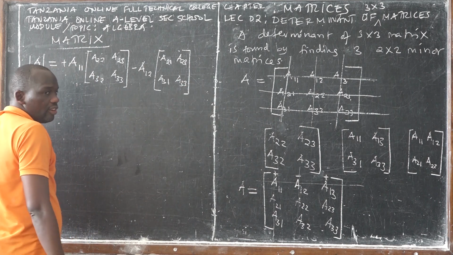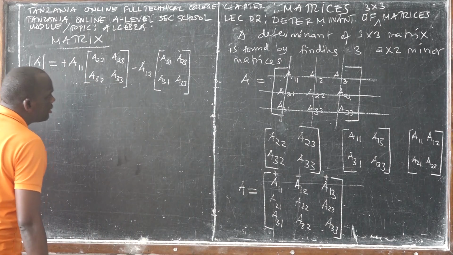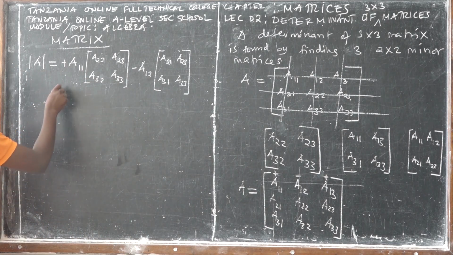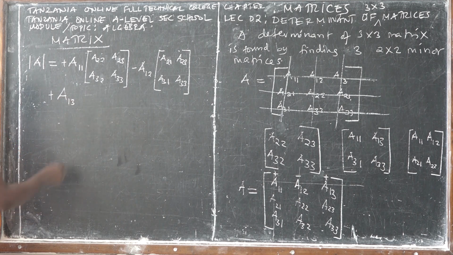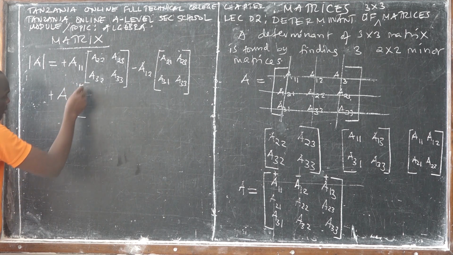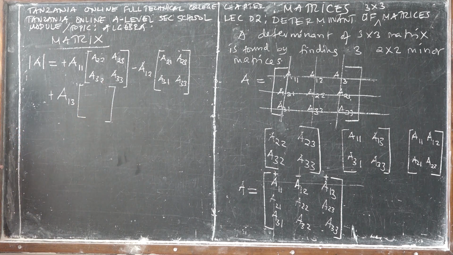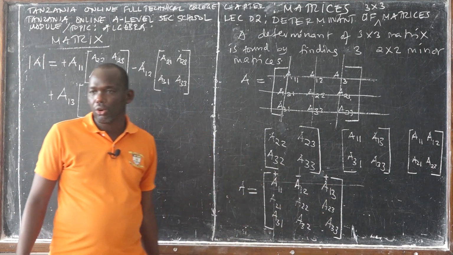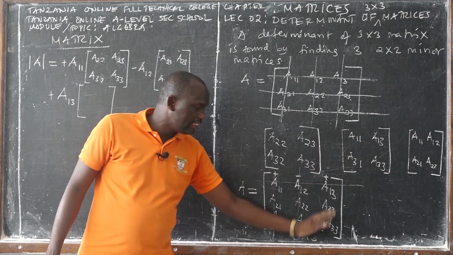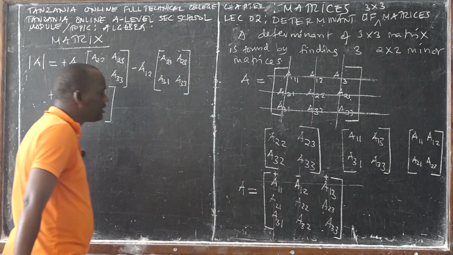Okay? Next, what's the sign of the third element? Positive. So we'll have plus A13. We are going to formulate another minor matrix. We always delete the first row. So you have to delete the third column. If you delete the third column, what do you get?